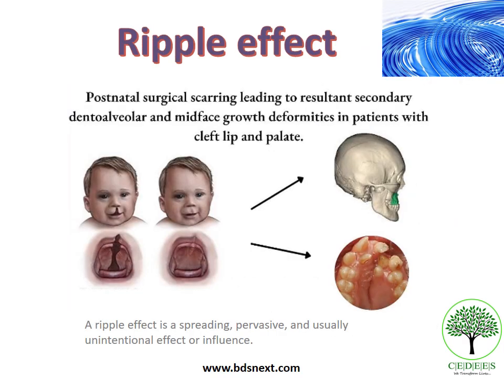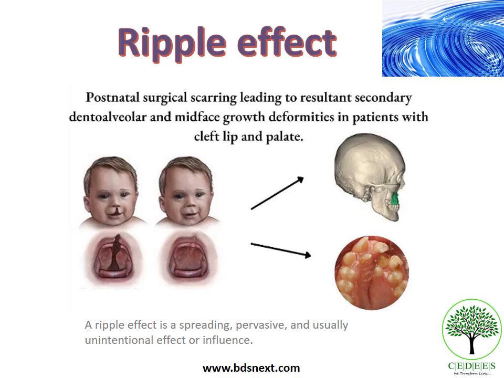Coming to the last of the effects in this micro lecture is the ripple effect. Now you've seen ripples of water that are created when you throw a stone into a lake containing still water. You have one ripple that's formed because of the impact of the stone, which causes another ripple, and it causes a series of ripples that is spreading. So in essence, or in theory, a ripple effect is a spreading, pervasive, and usually unintentional effect or influence.